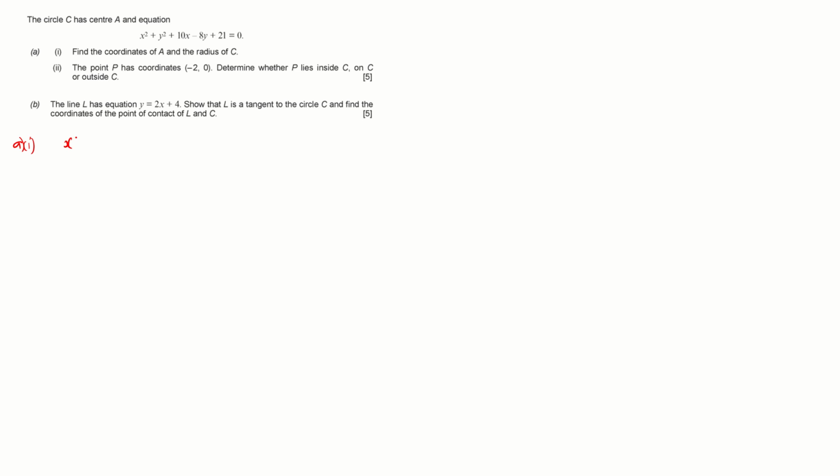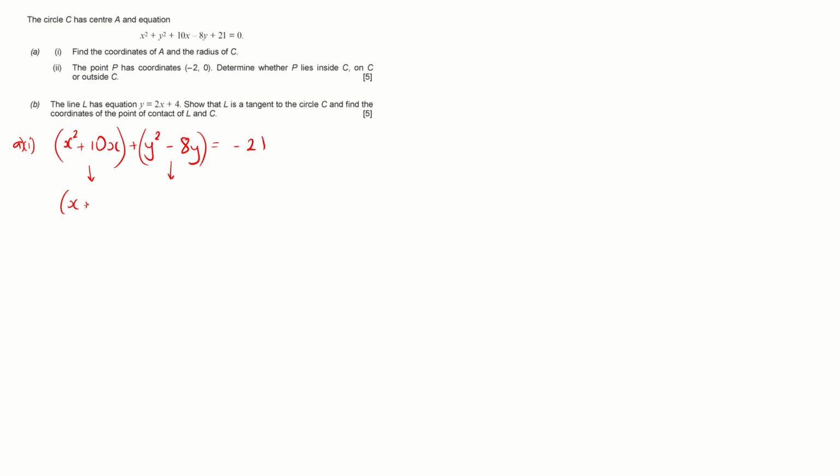I tend to, if you need to, put the x values next to each other and the y squared and the y next to each other to rearrange it first, and then take that plus 21 to become minus 21 on the other side from up there. Then it's completing the square job, because that will help us get it in the correct form.